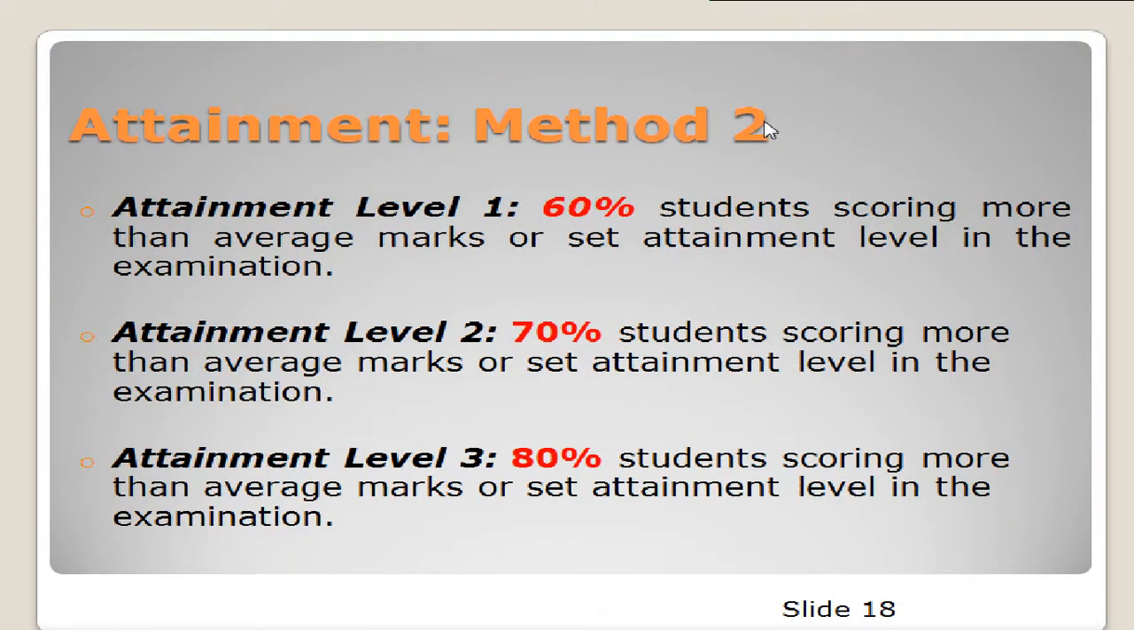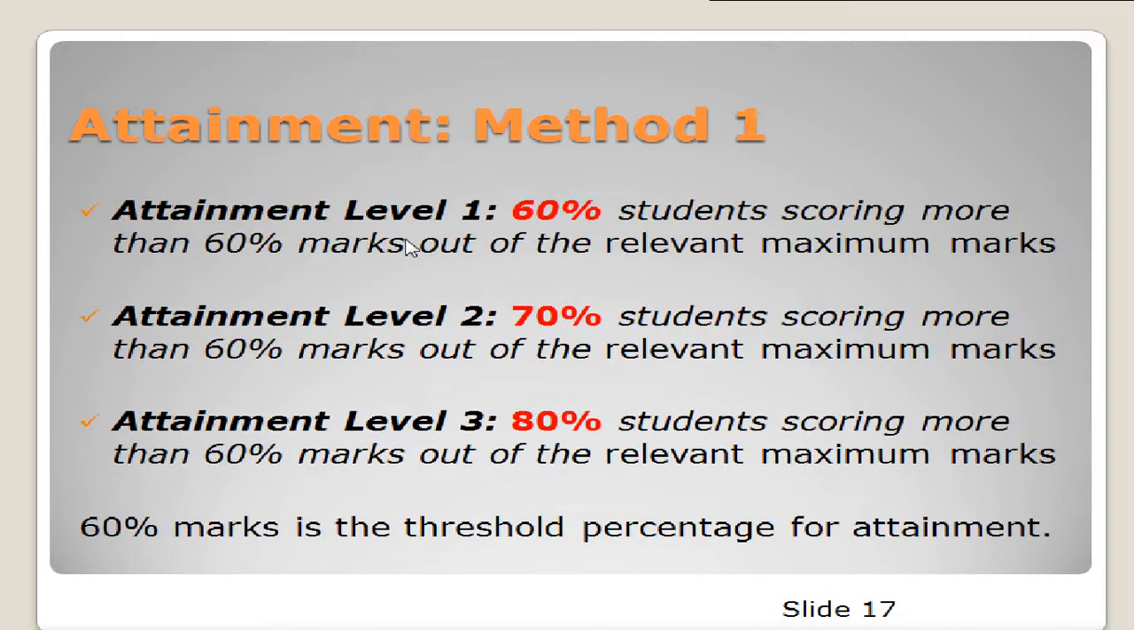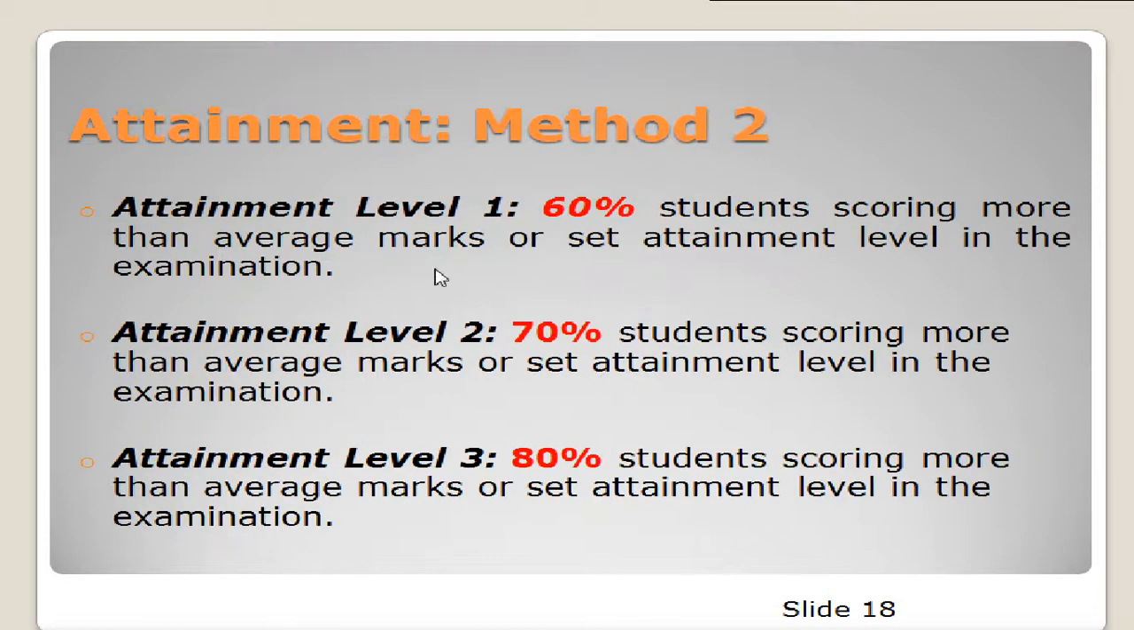For method 2, we use average marks. So this method 1 is absolute scoring. This method 2 is relative to the average. If 60% of students score more than the average marks, give an attainment value of 1. If 70% of students score more than the average value, give an attainment score of 2. Similarly, for 80%, give a score of 3.